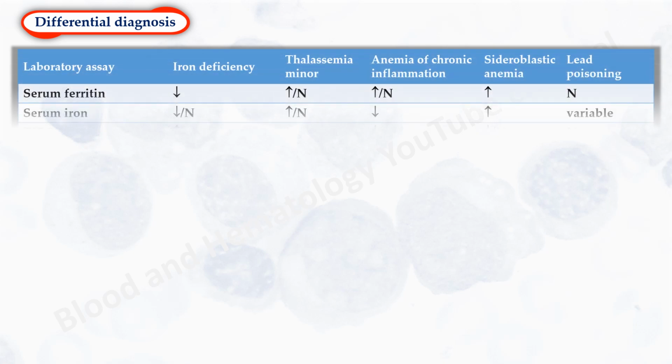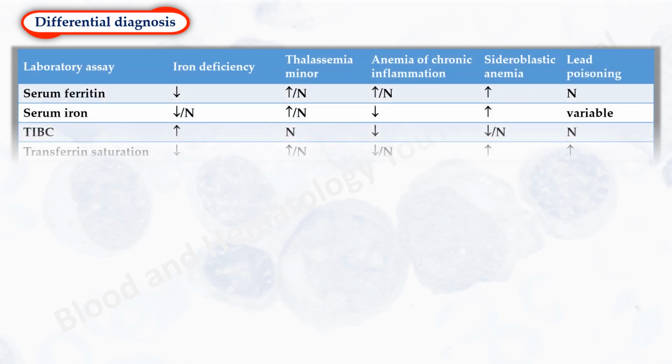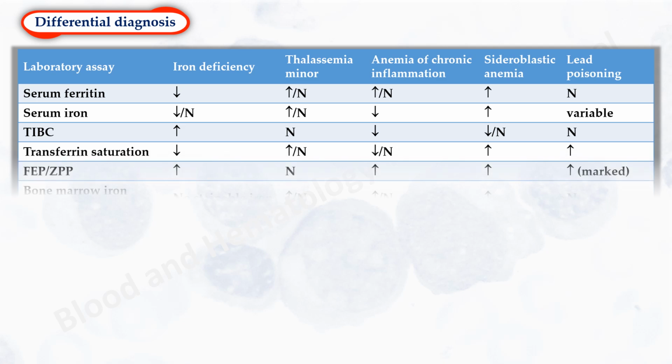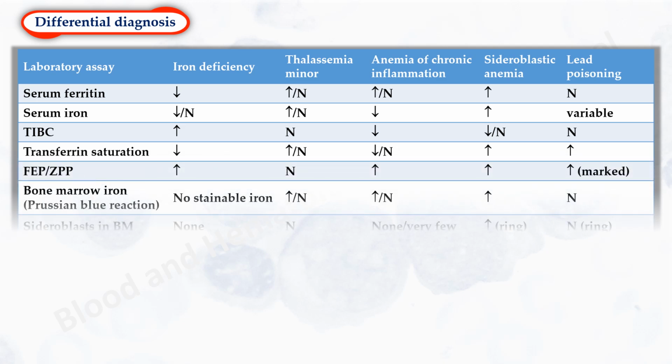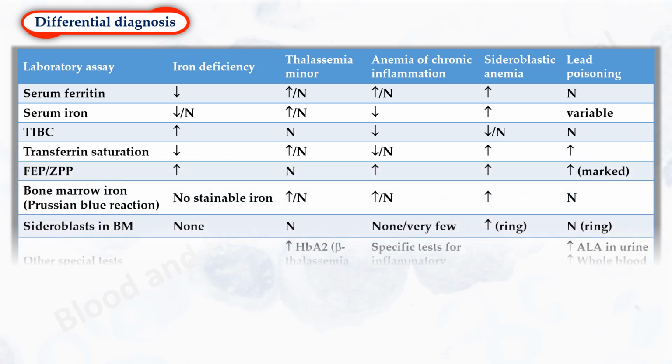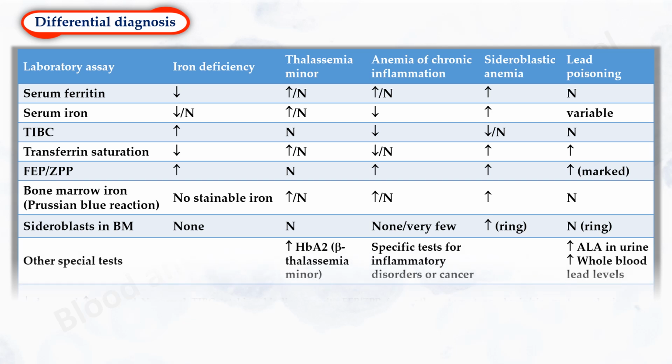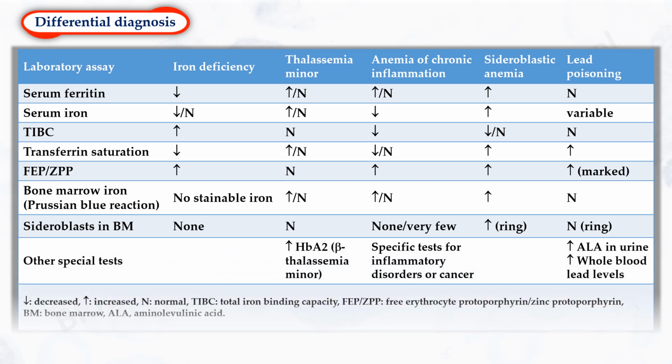The important differential diagnoses of iron deficiency anemia are thalassemia trait and the anemia of chronic disease. The blood film and count are of some use in distinguishing these disorders, but specific tests are needed for a precise diagnosis.